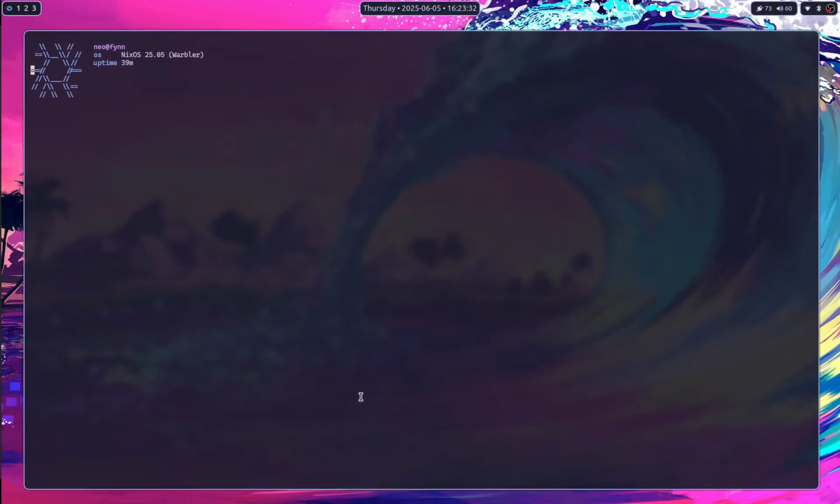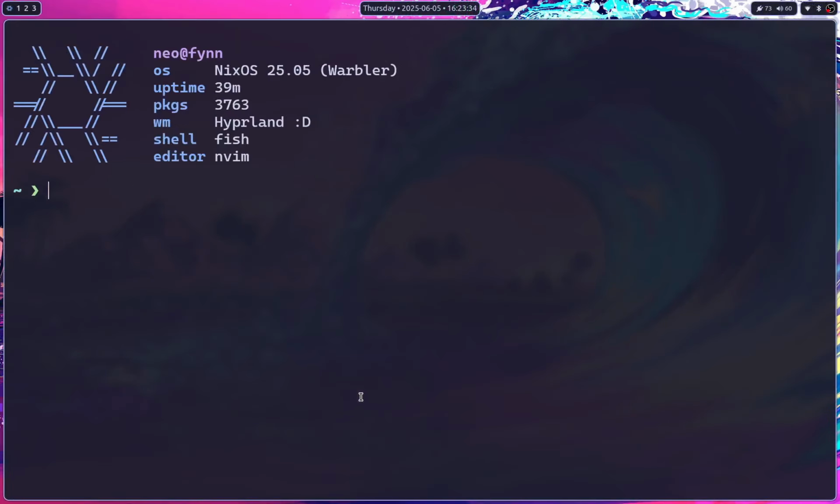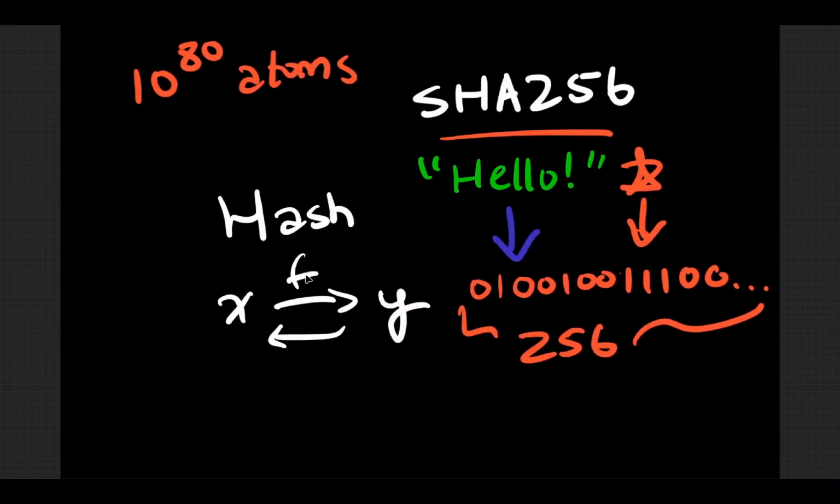Now, let's do a quick calculation. Let's take 2 to the 256. This is about, what is that, 1 times 10 to the 77. This SHA-256 hash has around 10 to the 77 cases.